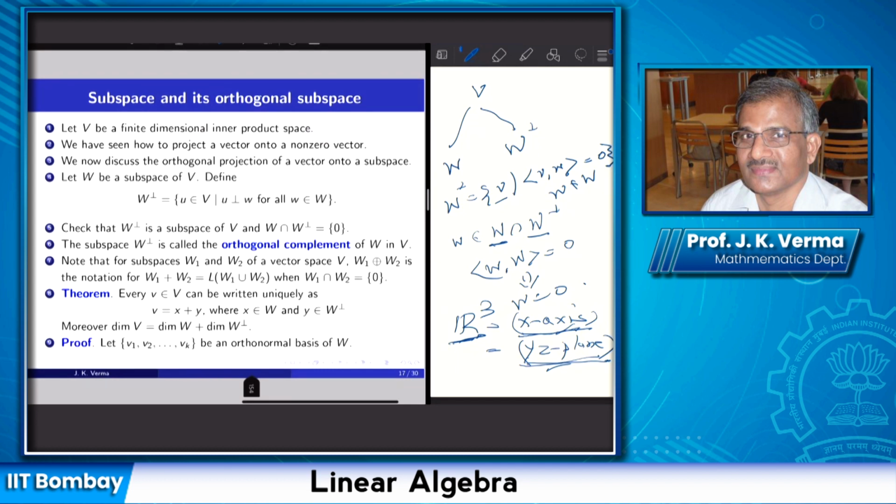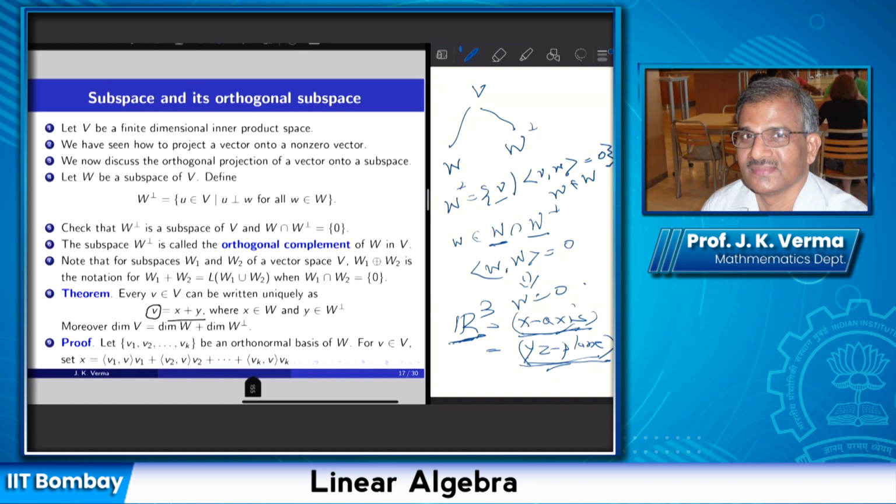So take an orthonormal basis of W. We can construct an orthonormal basis of any subspace of an inner product space. So suppose I take an orthonormal basis V1 up to Vk of W. Then I take a vector V. I want to decompose the vector V as a sum of two vectors, one inside W and another in W perp.